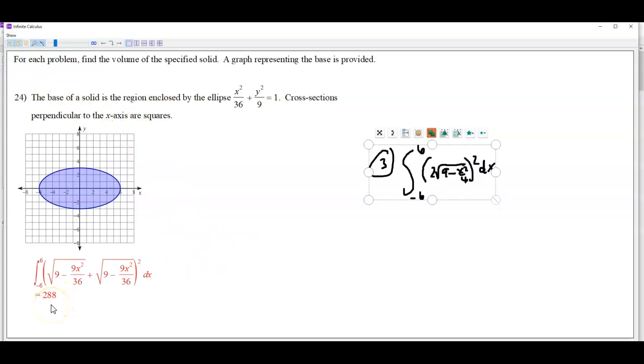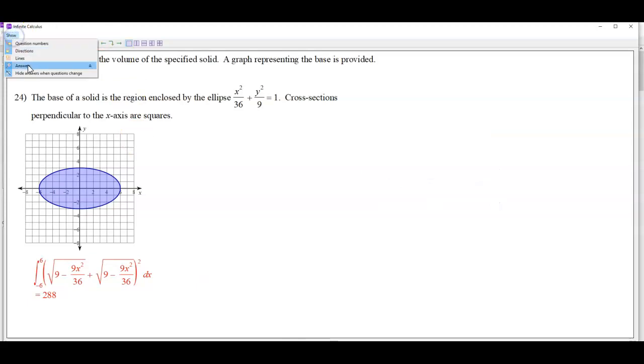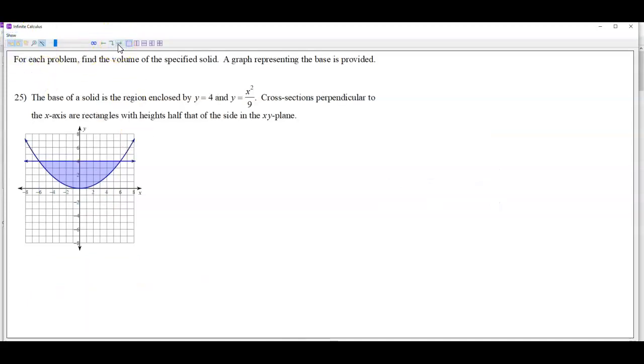All right, and you should be getting about 288 would be the volume of the shape that they're talking about there. All right, let's go ahead and move on to the next problem here. Going to have a couple of these cross-section problems now.